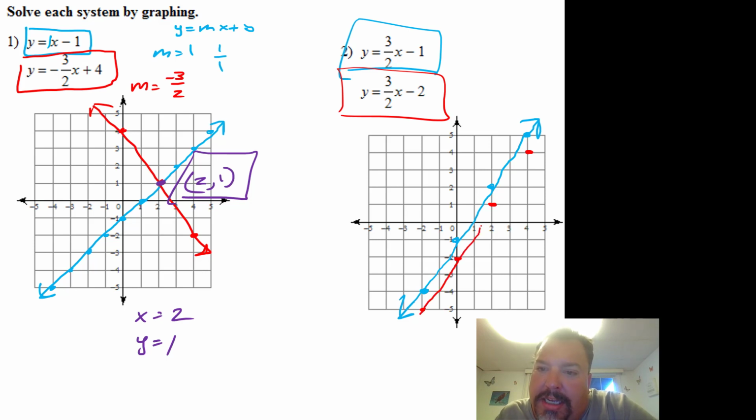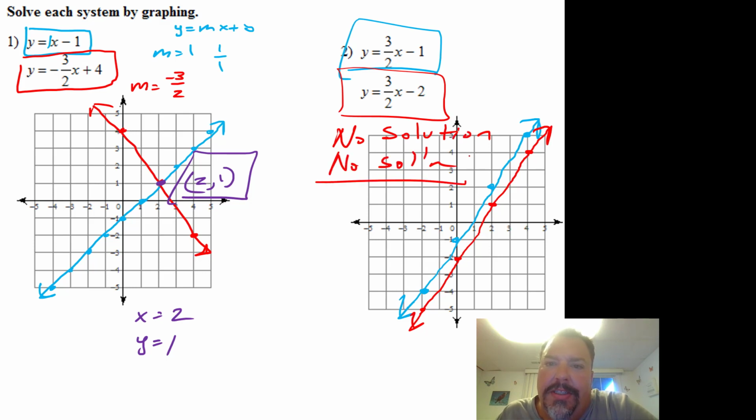These equations have the same slope, but they have different y-intercepts. That means they will never cross each other. So in this case, our final answer is going to be no solution, which I usually just abbreviate like this. So no solution for the second one, because again, the lines are parallel. They have the same slope.